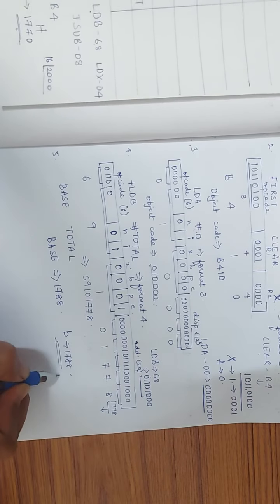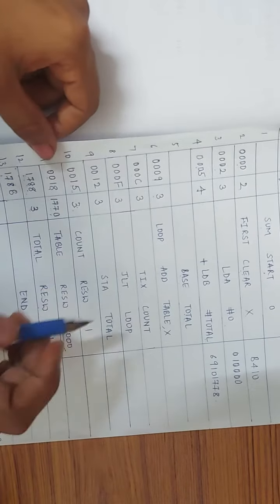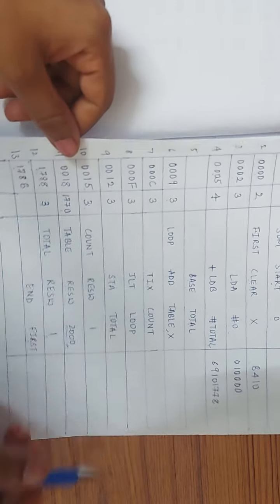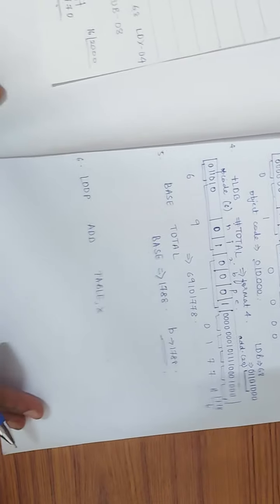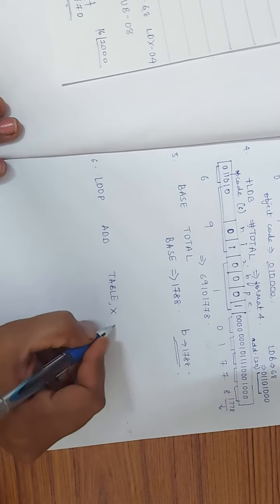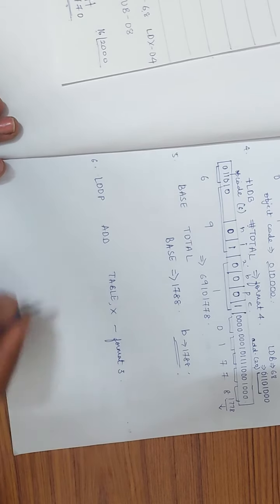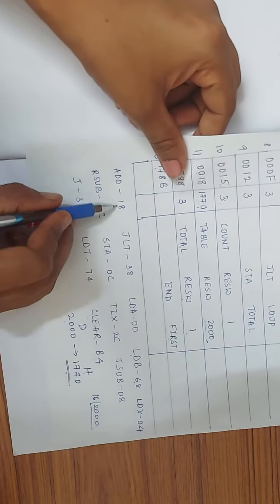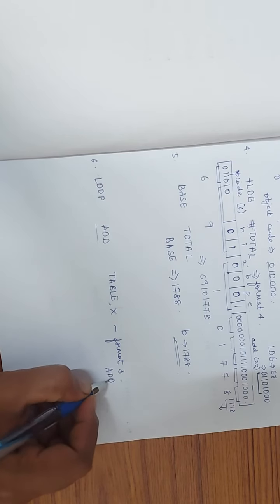That is the meaning of this statement. Okay, so moving on to the next statement, it is LOOP ADD TABLE,X. So let's take that statement over here. It is a format 3 instruction, correct? Format 3 instruction, and for ADD, the opcode value is 18. So for ADD it is 18.